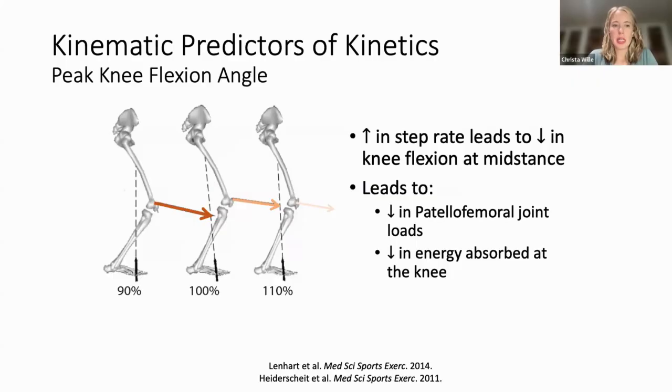So taking a closer look at what's happening at the knee, in this case we did cause an intervention. We did increase and decrease step rate in these runners, and we saw that an increase in step rate led to a decrease in the knee flexion angle at mid-stance. That higher turnover, the tighter pattern, and therefore a decrease in step length led to a decrease in the knee flexion angle, which led to a decreased patellofemoral joint load, as well as decreased energy absorbed in that knee.